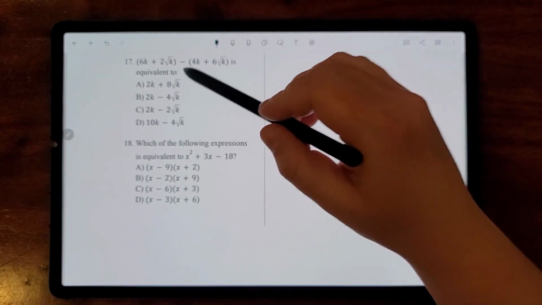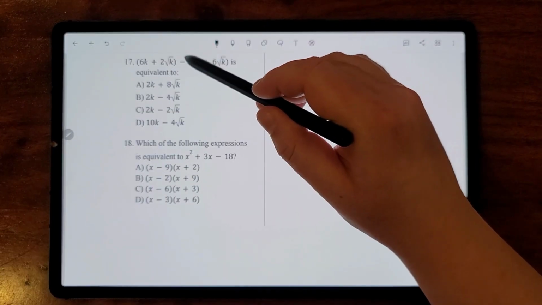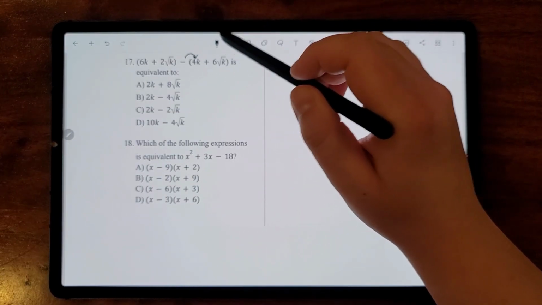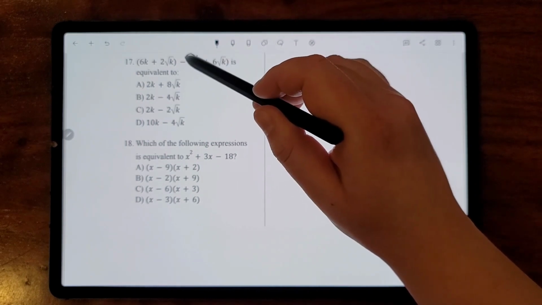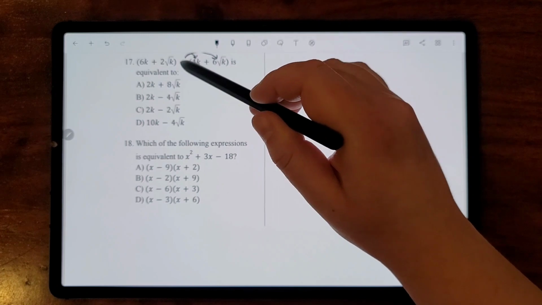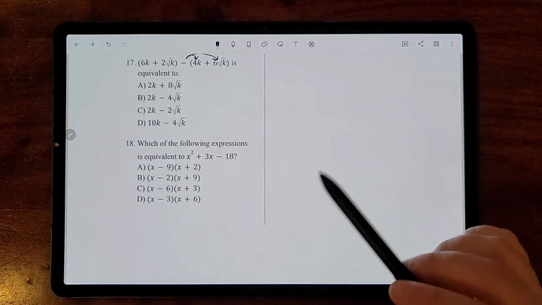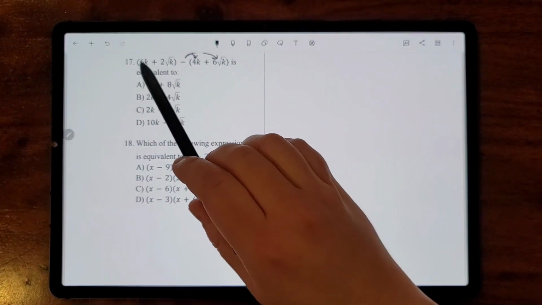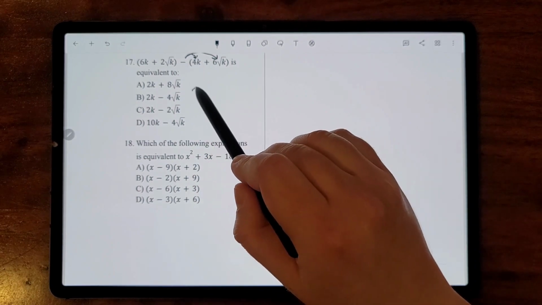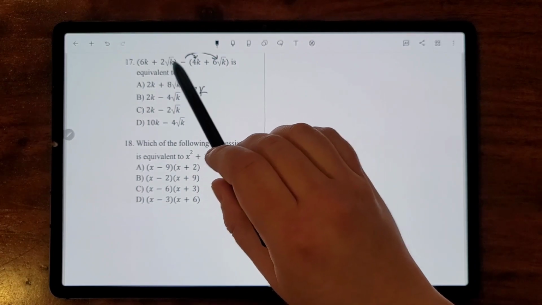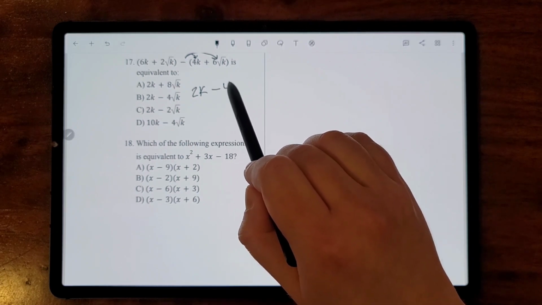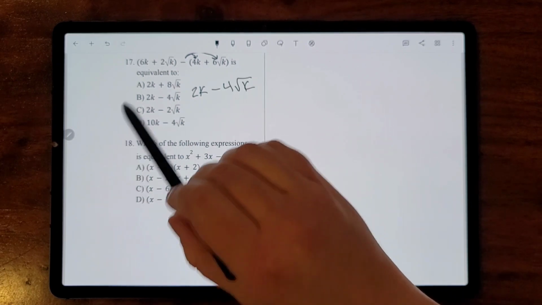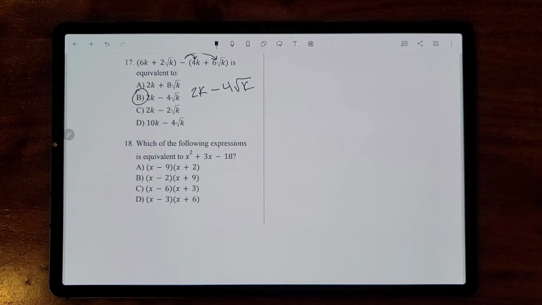Okay, for this one, you just have to remember the biggest thing that trips people up is that they forget that the minus has to apply to both the things in parentheses. So you have to subtract 4k and you have to subtract 6 root k. So 6k minus 4k is just 2k, and then 2 root k minus 6 root k is going to be negative 4 root k. So then that's going to be b.